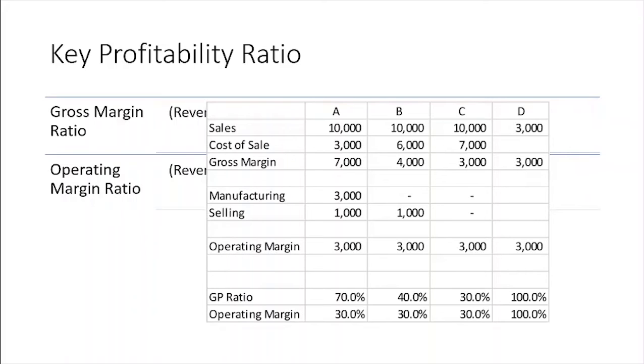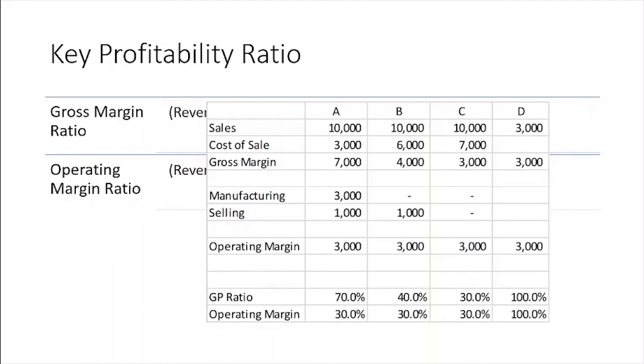How will you calculate the gross profit ratio? Gross margin divided by sales. So company A is 7,000 divided by 10,000, which is 70%, right? So you can see the gross profit margin ratio is different for each company: 70%, 40%, 30% and 100%.